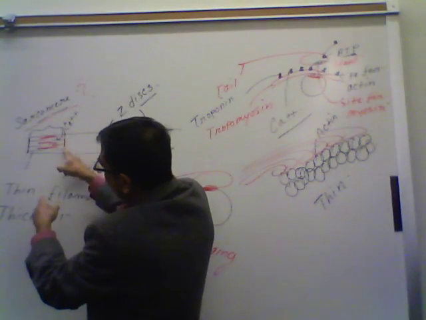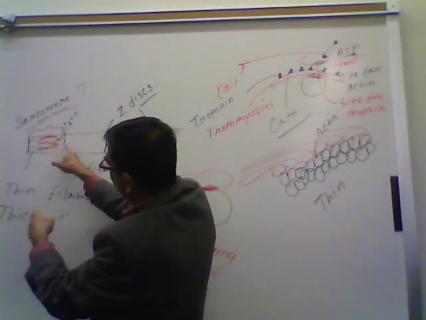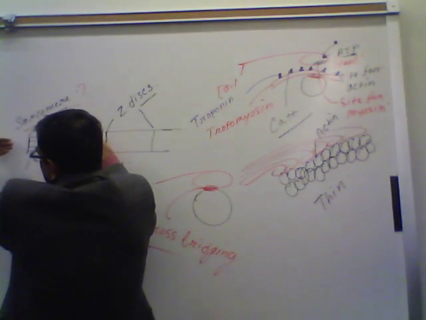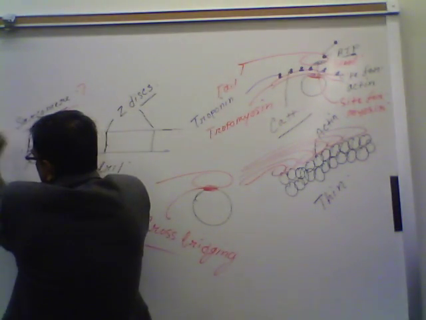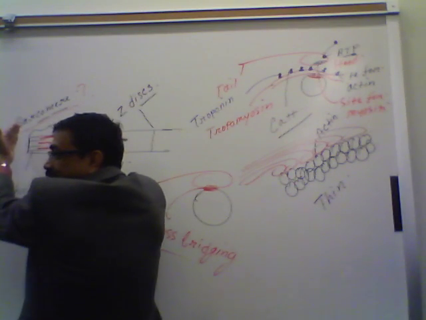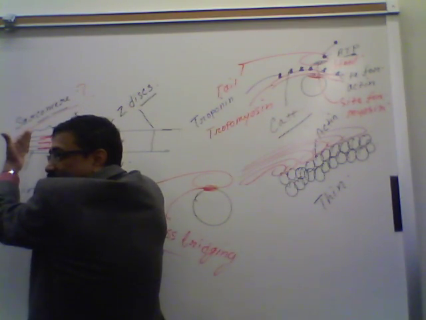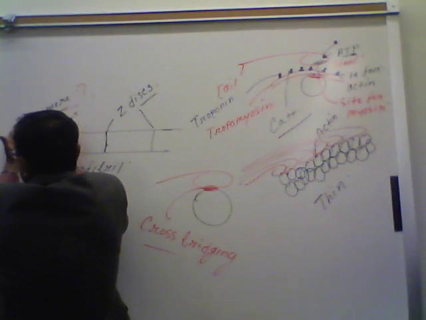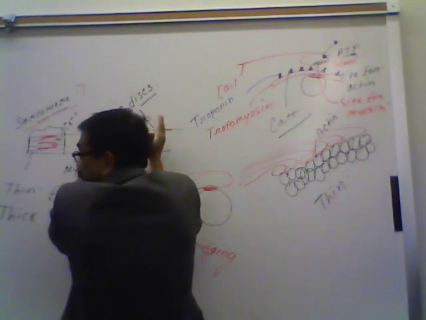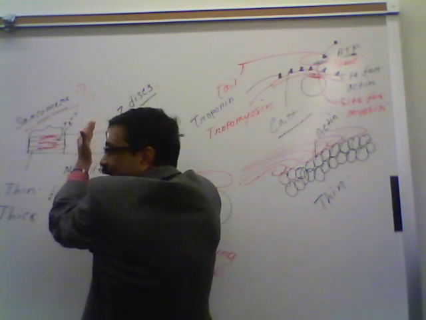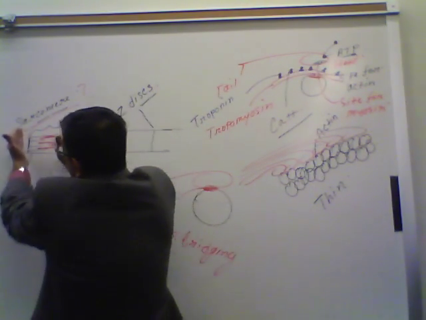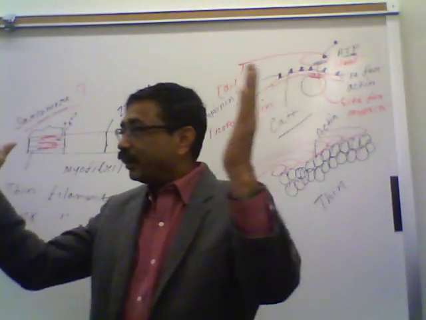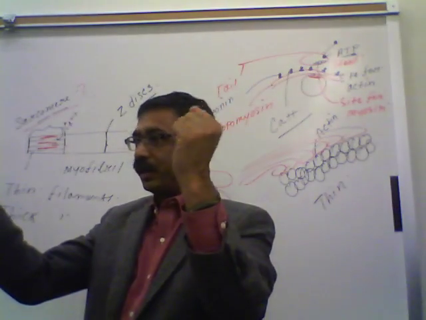And thin filaments are attached to the Z disc on both sides. So when you move the thin filaments towards each other, the Z discs will move towards each other. So what will happen? The Z discs will come closer to each other, and shortening of the sarcomere will occur. Make sense? So that's how the sarcomeres get shorter.